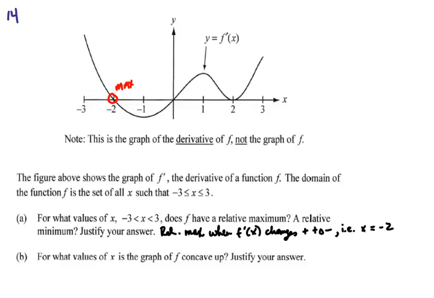Now for relative minimum, in the same way, the relative minimum will occur when f prime of x changes from negative to positive, and looking at the graph, that occurs only at x equals 0.